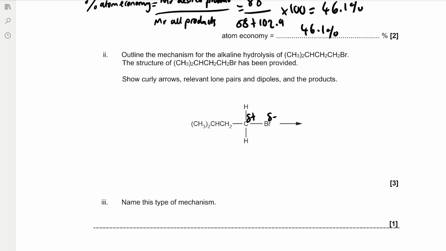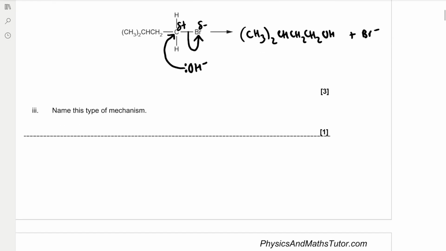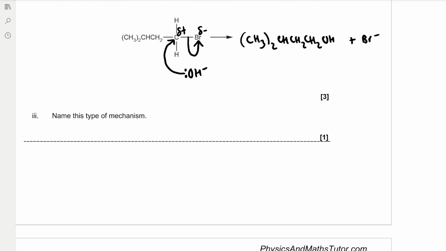We draw a dipole on the carbon to bromine bond, and then we draw a nucleophile. And then we draw a curly arrow from the centre of the lone pair of electrons to the delta positive carbon atom. And that causes this carbon-bromine bond to break. So we draw a curly arrow from the centre of the carbon-bromine bond to the bromine atom, showing the movement of a pair of electrons to the bromine atom. And then the product is... And you also form bromide ions. So name the type of mechanism, so it's nucleophilic substitution.